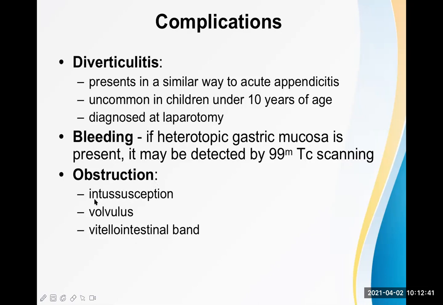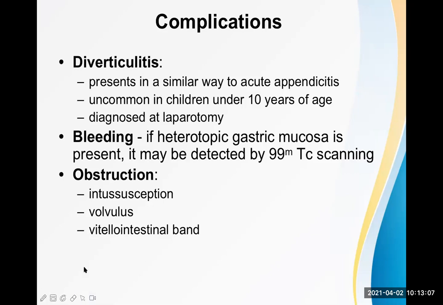That can occur in the form of intussusception. The Meckel's diverticulum may start the intussusception process. It may also cause obstruction in the form of volvulus. That part may twist around one particular axis, and volvulus is a very serious problem because it leads to ischemia and necrosis of the bowel.